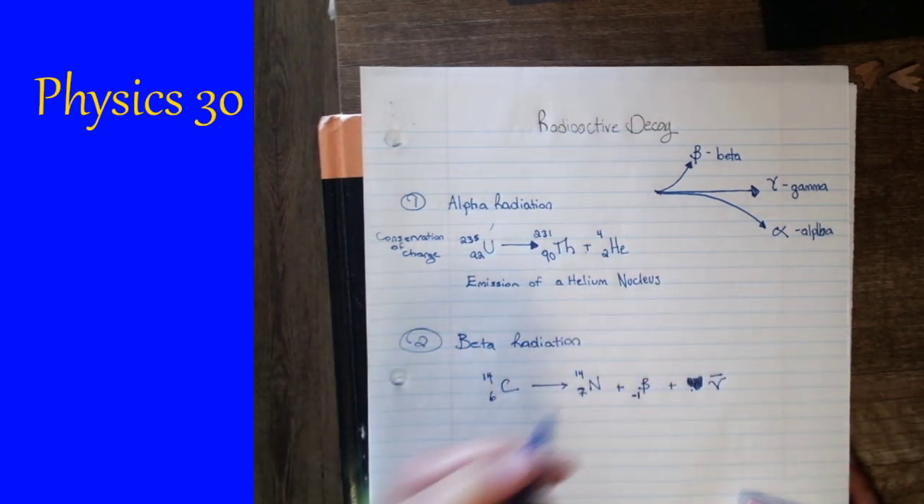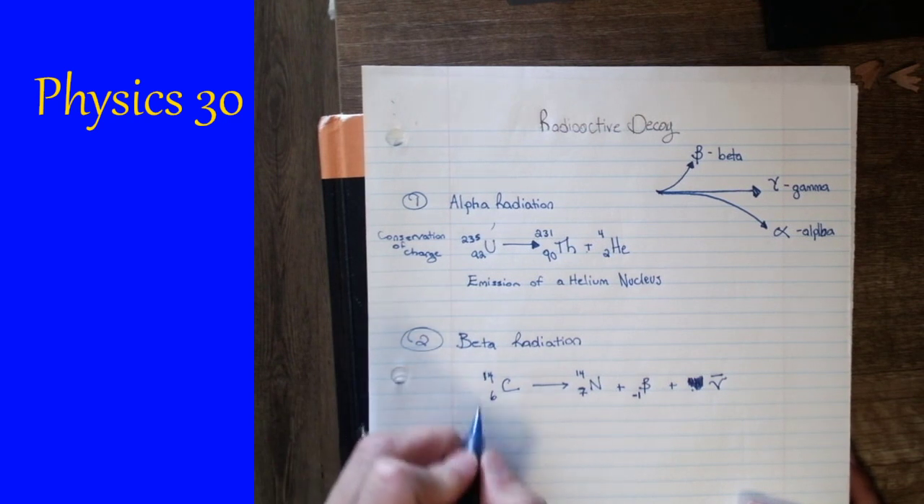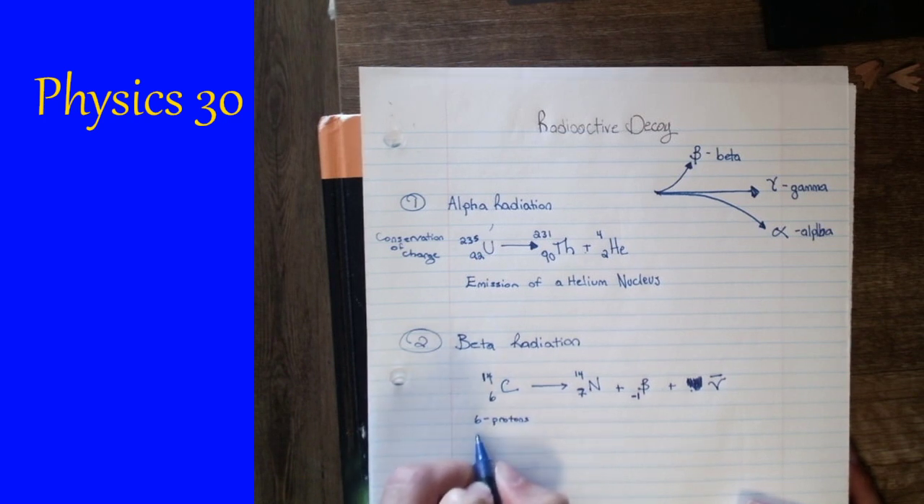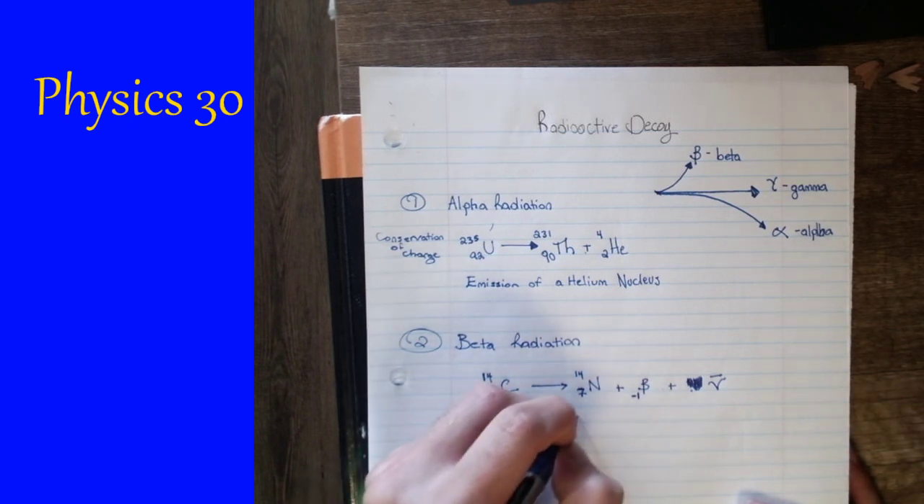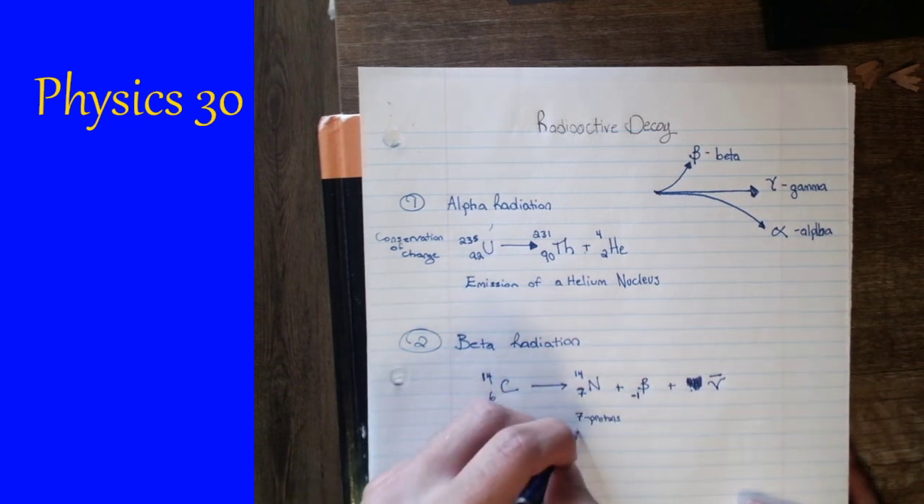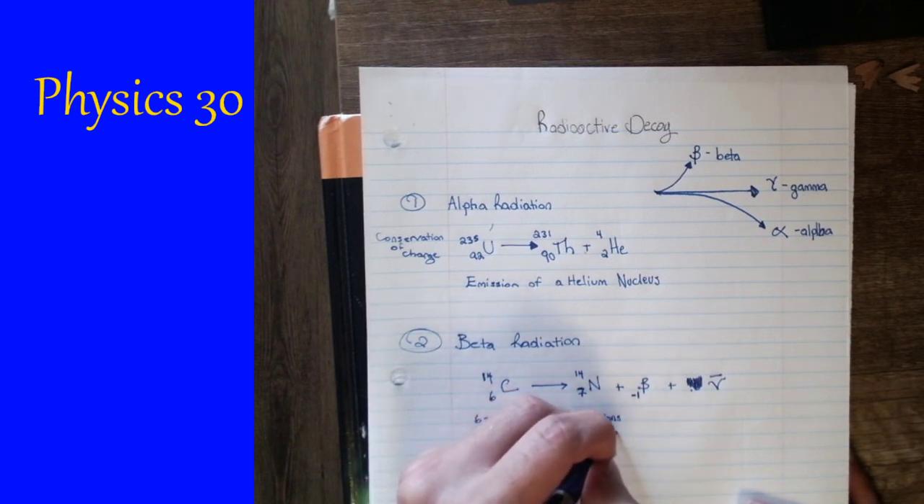A negatively charged particle, and you want to look at this as well and say, okay, I had 14 nucleons before. So if I look at this, I had 6 protons and 8 neutrons, and now I have 7 protons. Do I still have 8 neutrons? No, I have 7 neutrons now. That 14 number did not change.